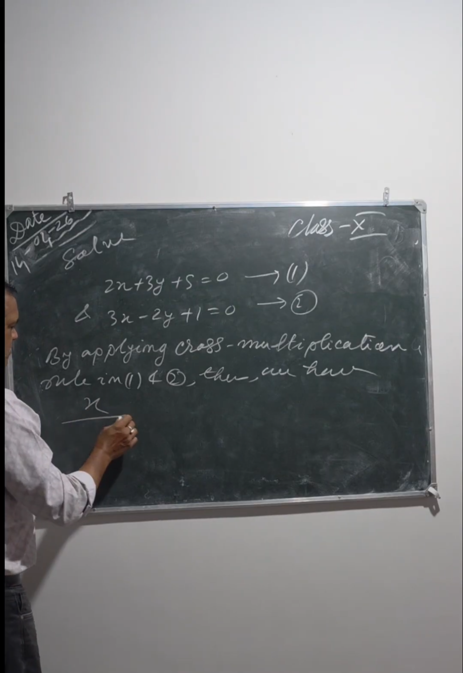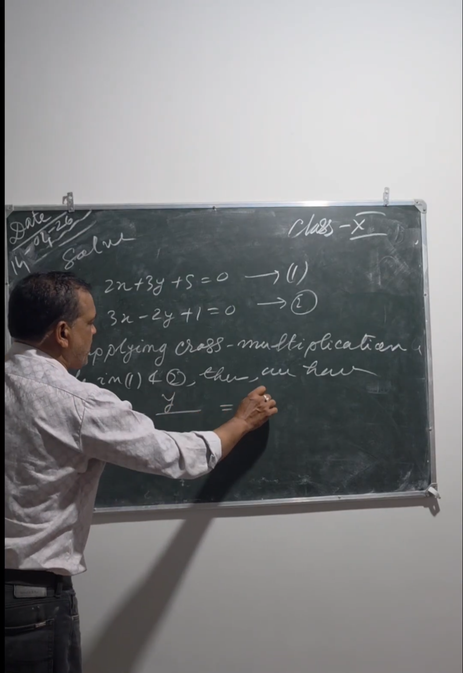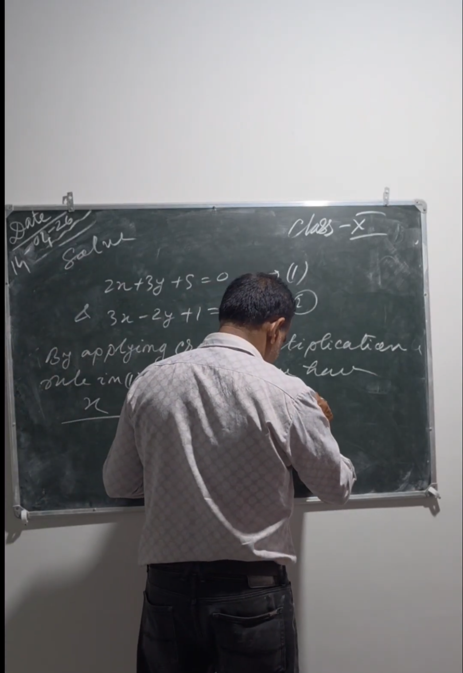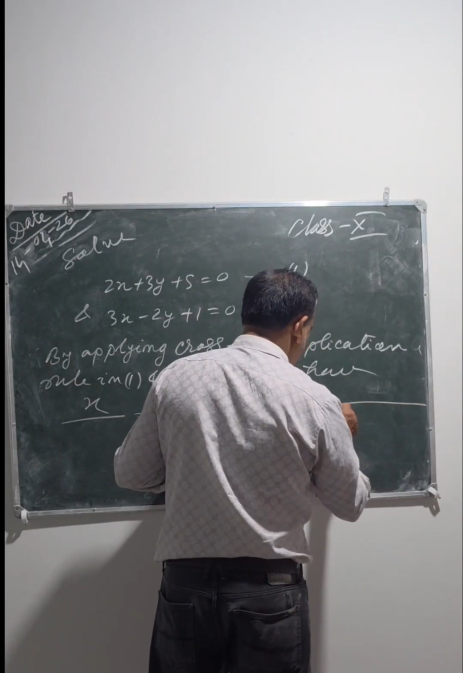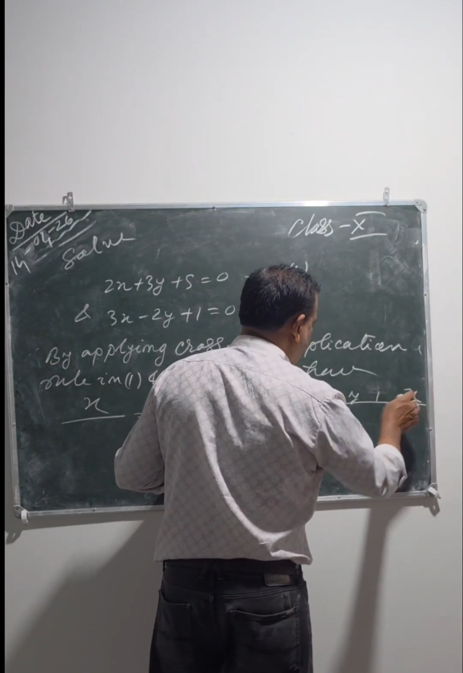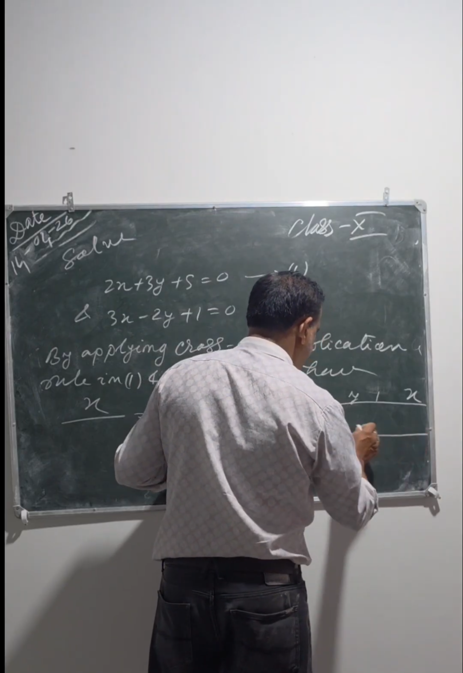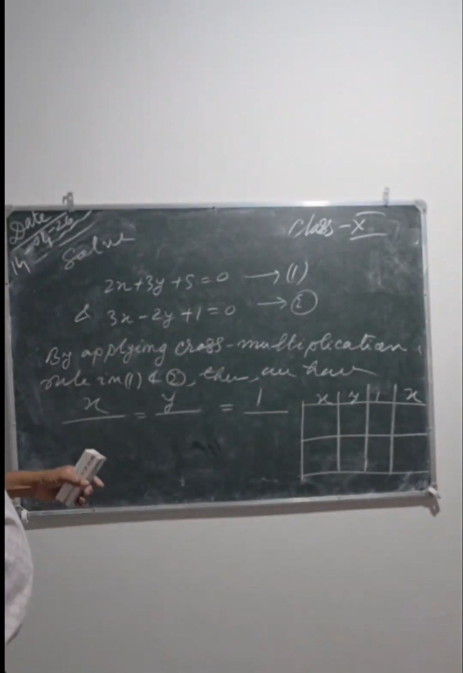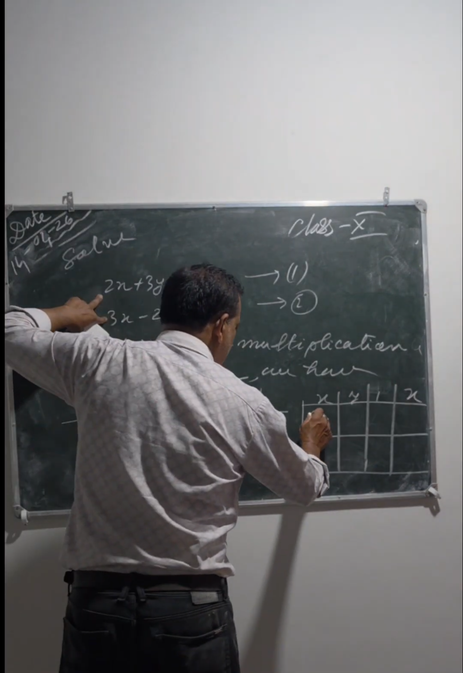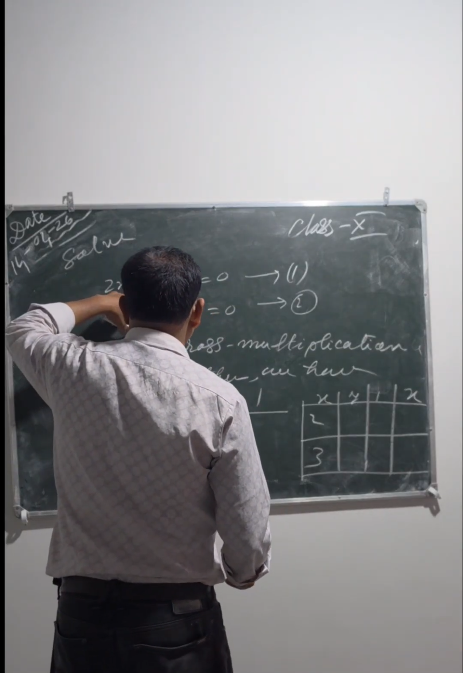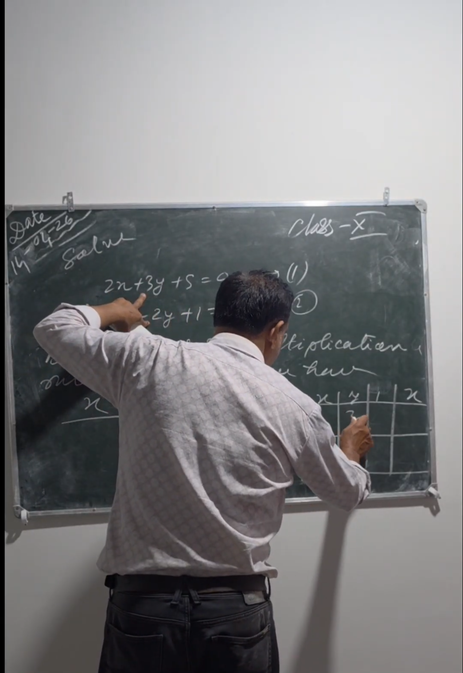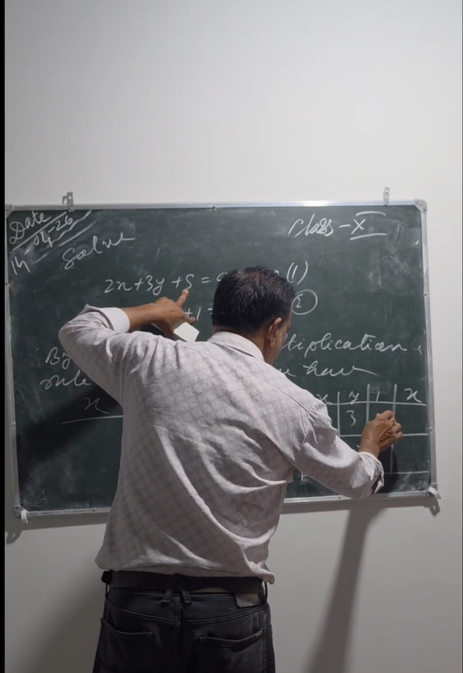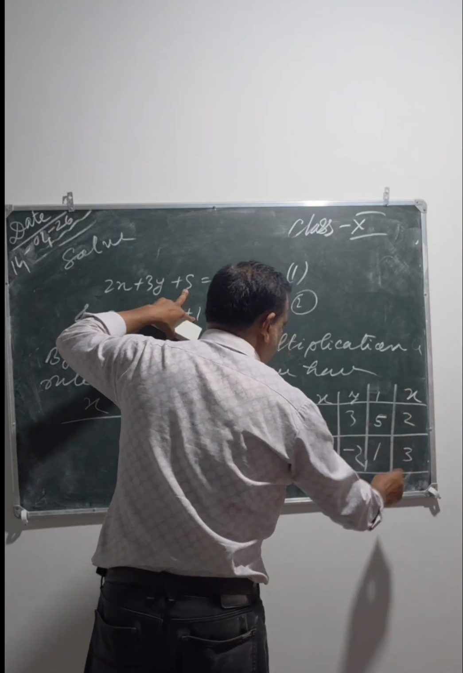First of all, x by something equals y by something equals 1 by something. Then let us note down the coefficient of x, the coefficient of y, and the constant term, and the coefficient of x once again. So the coefficient of x from these two is 2, 3. Then the coefficient of y is 3, -2. Then 5, 1 will be the constant term. And the coefficient of x is repeated here once again.